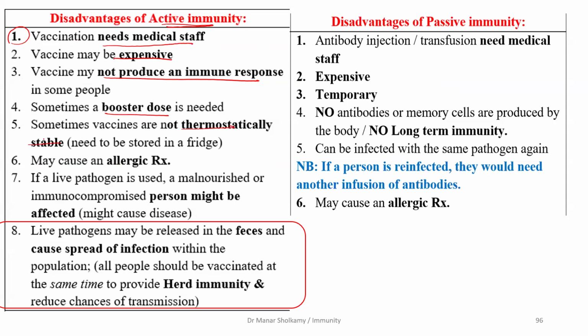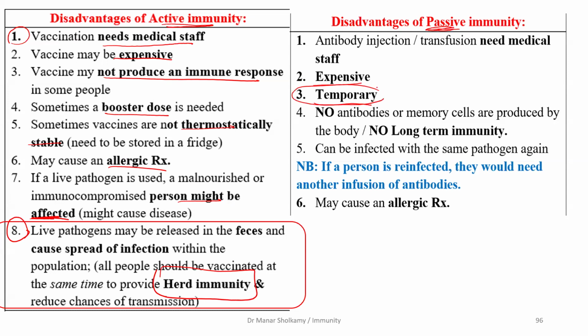You need to store it suitably. It can cause an allergic reaction. If you have a weak immune system, you will become affected. And the live vaccine means the live pathogen will be released in your feces. And this can cause more spread of infection if the whole population is not vaccinated at once. It's a very common question, together with the infectious diseases. Disadvantages of passive immunity.